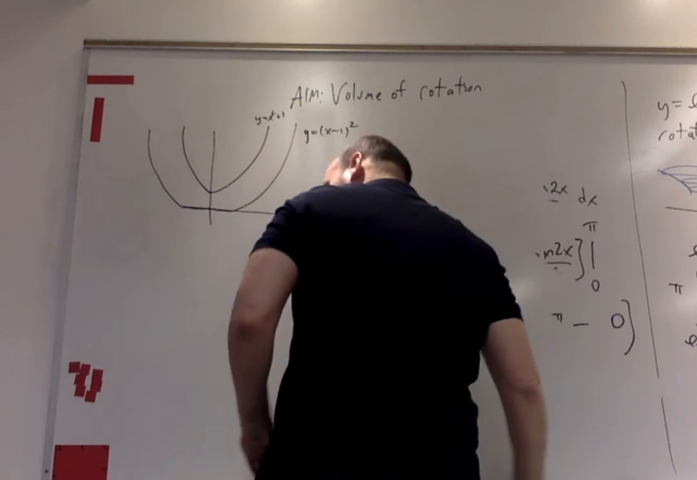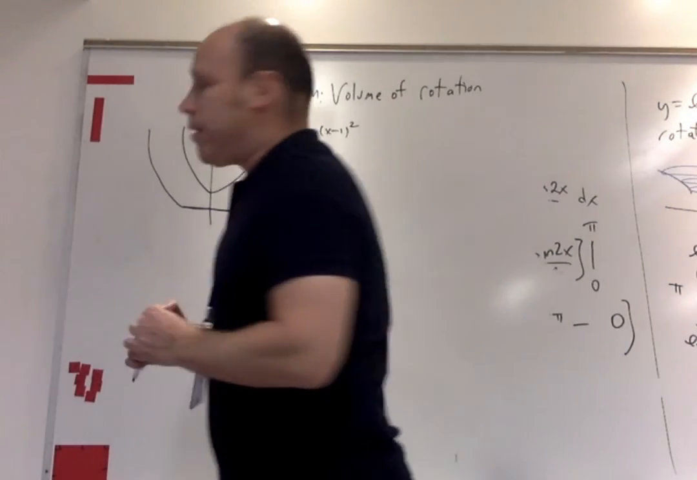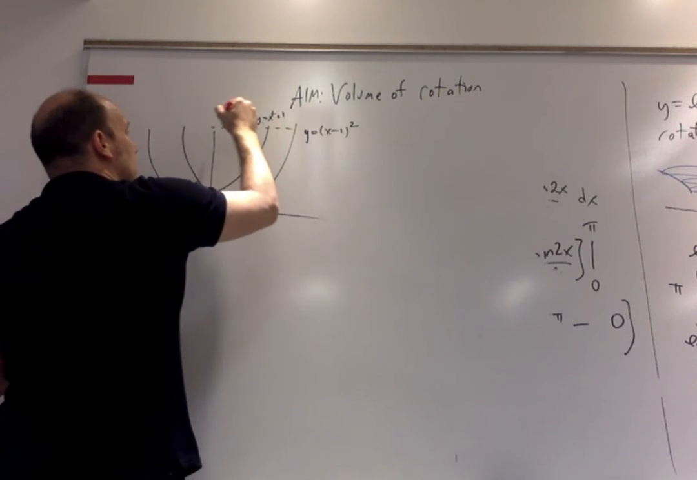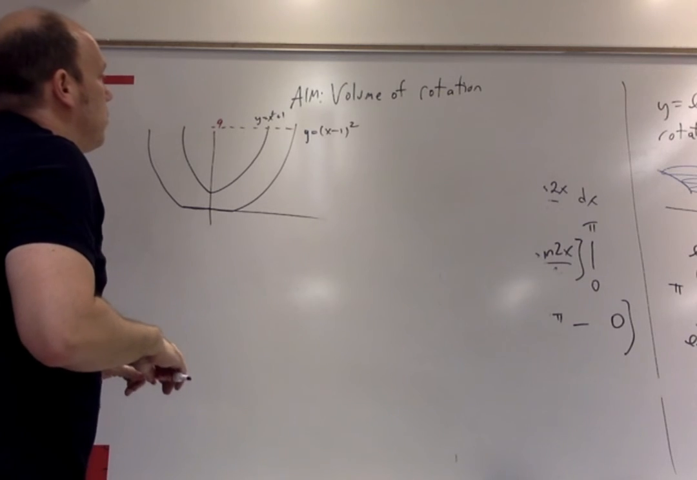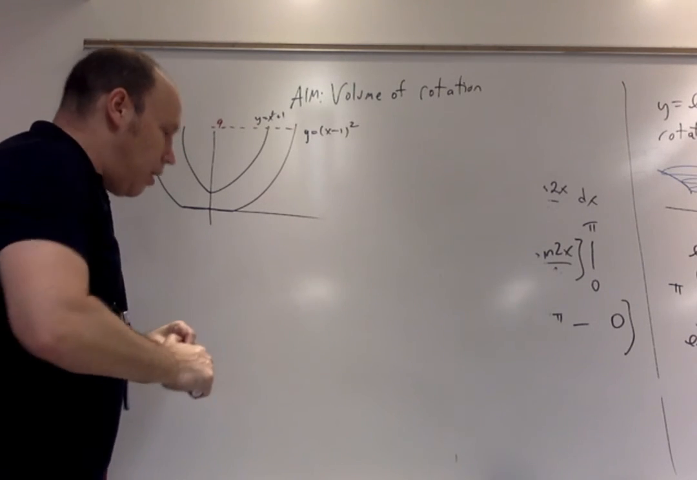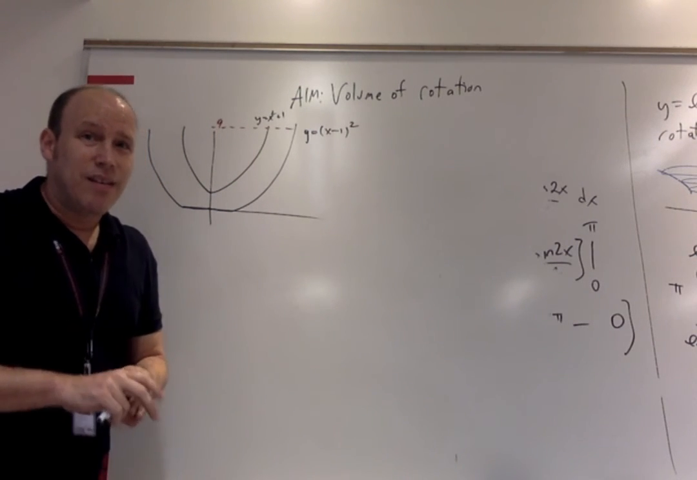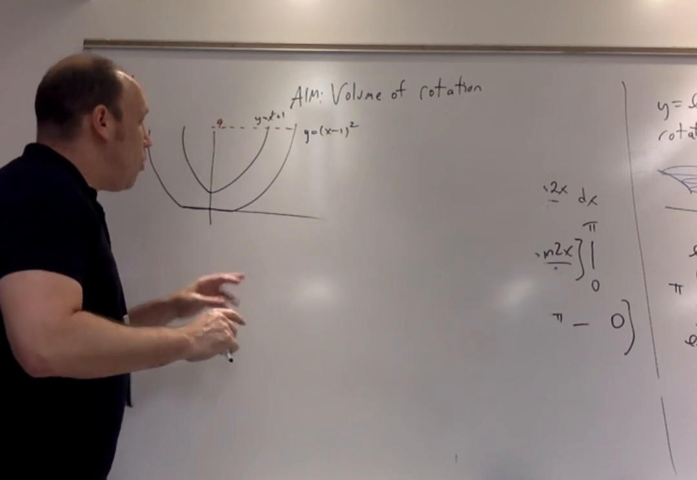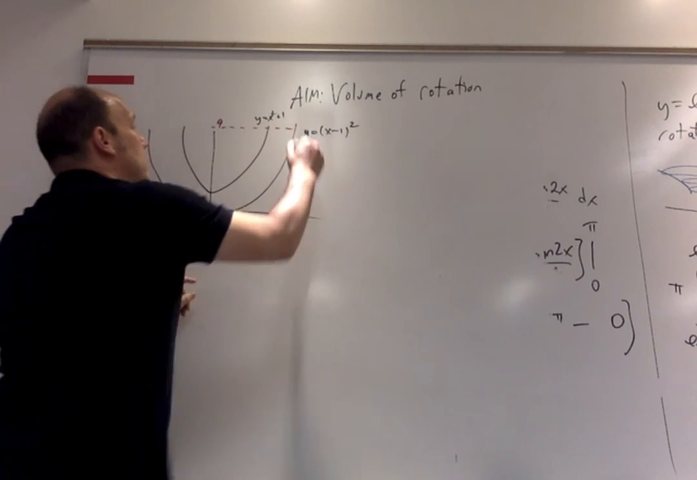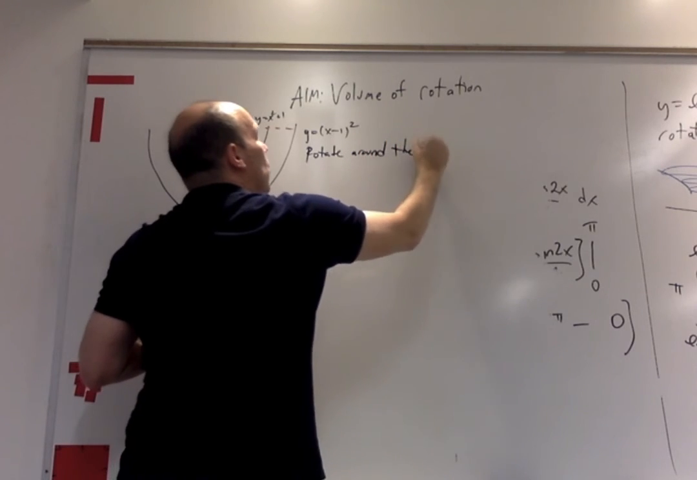Right? And so the idea is, what is the volume? How are we going to figure out the volume of this? And once again, we knew this was 9, right? The question is, how do we know what the volume is? I want you to think about it for a second. We're going to rotate it around the y-axis.